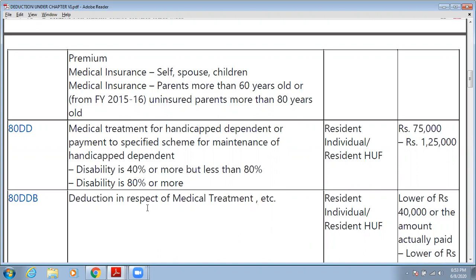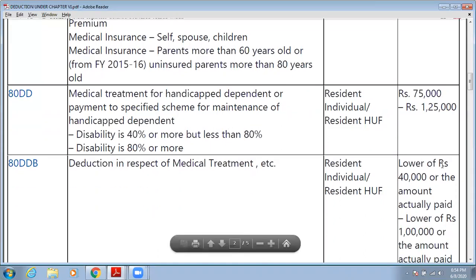तो see अगर आप कोई मेडिकल ट्रीटमेंट आपका है आपकी स्पाउस का या आपके किसी डिपेंडेंट का मेडिकल ट्रीटमेंट आप करवा रहे हैं जो कि हैंडीकैप नहीं है, हैंडीकैप होगा तो पहले वाले सेक्शन में आएगा दैट इज 80DD. और अगर वो हैंडीकैप नहीं है उसके मेडिकल ट्रीटमेंट करवा रहे हैं आप तो आपको डिडक्शन कितना मिलेगा, लोअर ऑफ 40,000 और द अमाउंट एक्चुअली पेड. So 40,000 and amount actually paid whichever is lowest will be deducted.